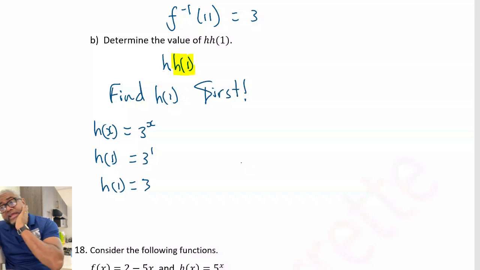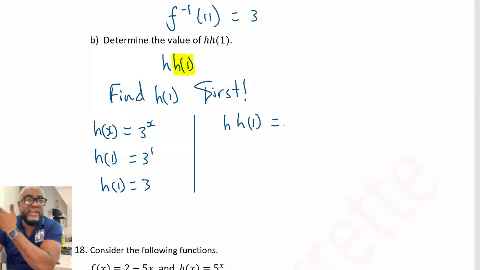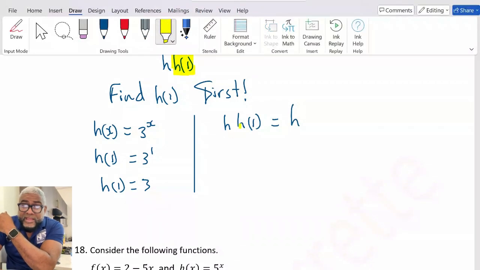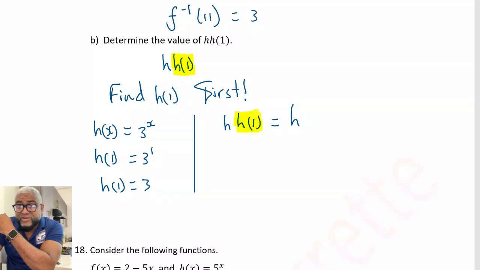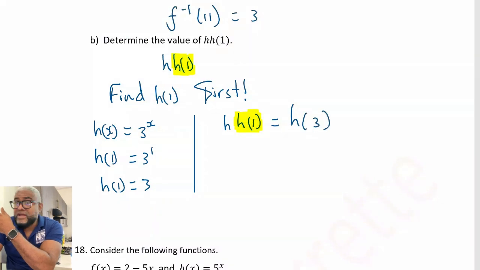Right. So there we go. I come in right here. I want to find h of h of 1. But what did I just find h of 1 to be, my children? 3. So I'm replacing this h of 1 with 3. But you don't just write 3. You put the 3 in brackets, right? Okay, so I want to find h of 3.